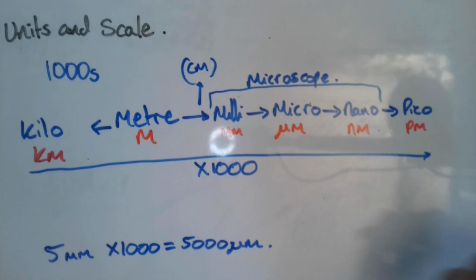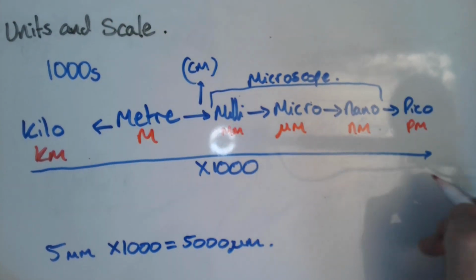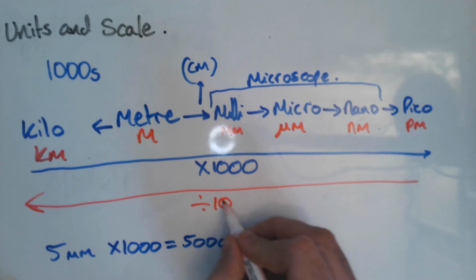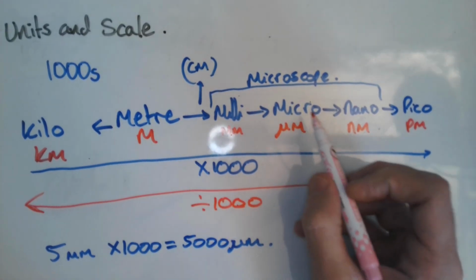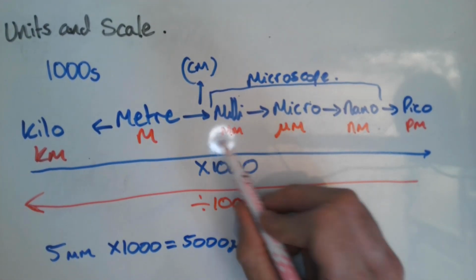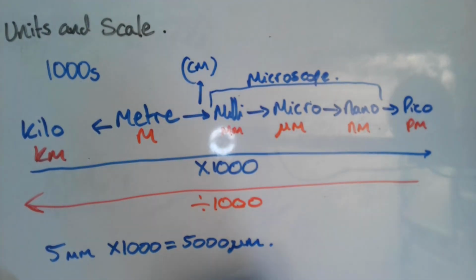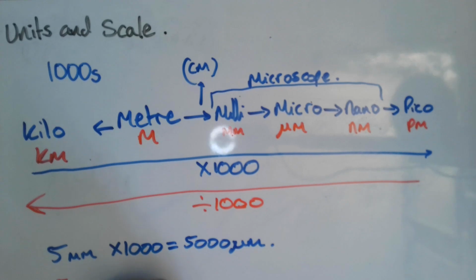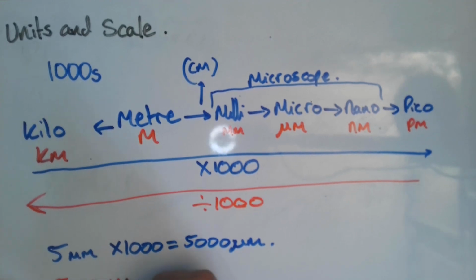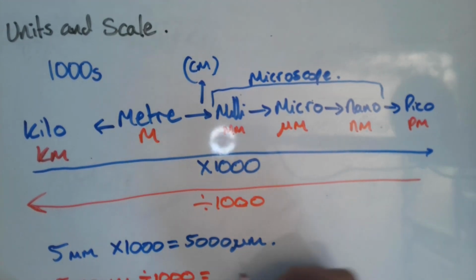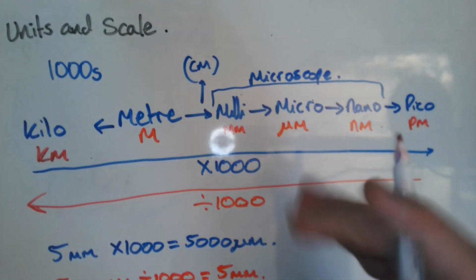And then if I wanted to go in the other direction, and I wanted to go up the scale in this direction, then I would divide by 1,000, because the millimeter is 1,000 times bigger than a micrometer. So if we did the reverse and I had 5,000 micrometers and I wanted to work that into millimeters, I would divide by 1,000, and that would give me 5 millimeters. And you can work this up and down regardless of which section it is.